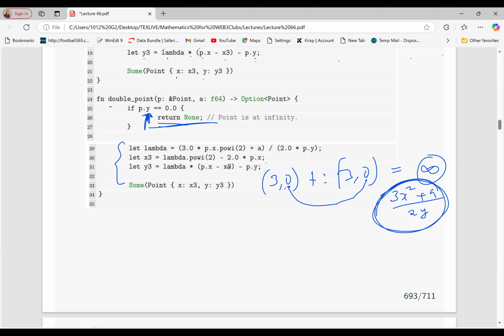When the y value is not 0, the formula becomes lambda, our gradient, equals 3 times the x value of P squared plus a, out of 2 multiplied by the y value of P. This is the formula we're talking about.